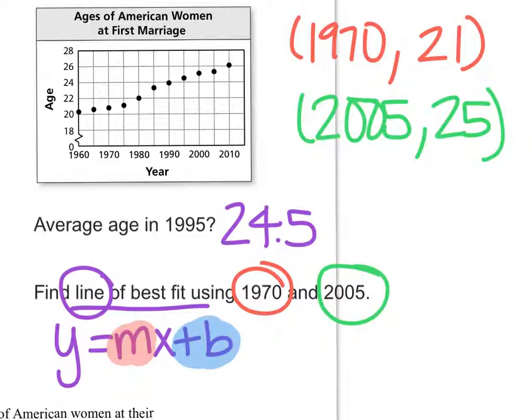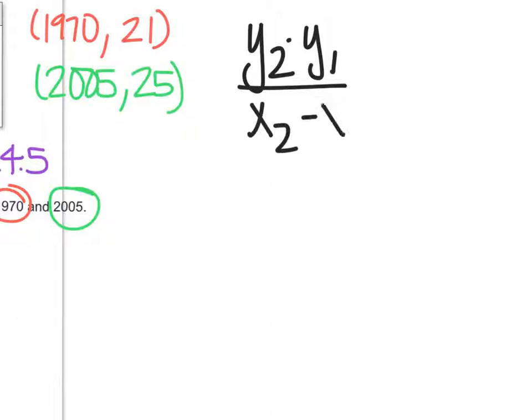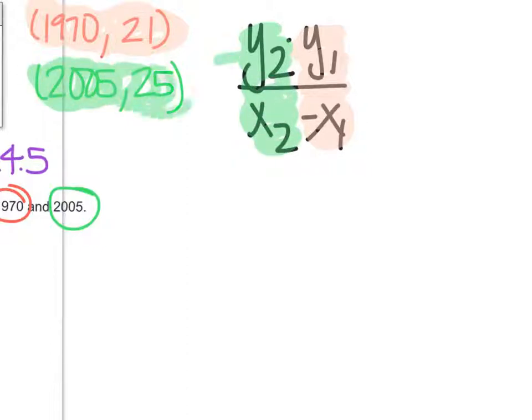So to do this, we're going to find our slope using our slope formula, which is y2 minus y1 divided by x2 minus x1. Let's make our x1 and our y1 this point, 1970 and 21. And then let's make our x2 and our y2 our other point, which was 2005 and 25.